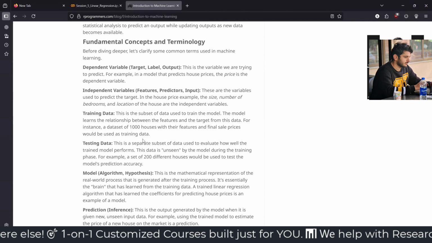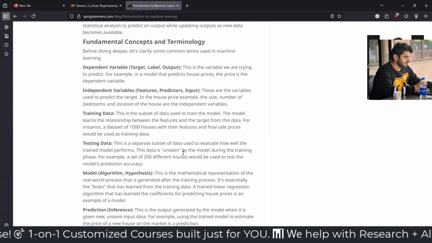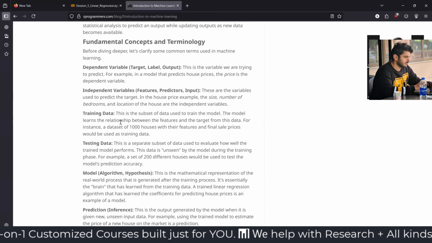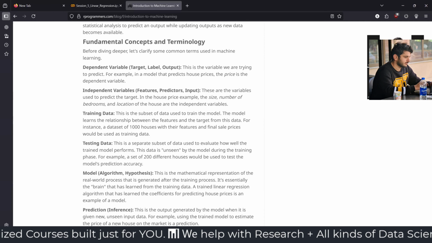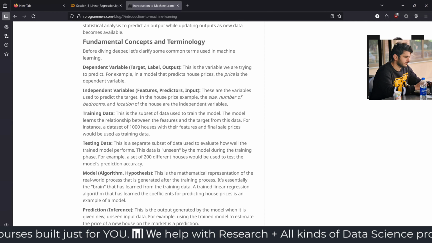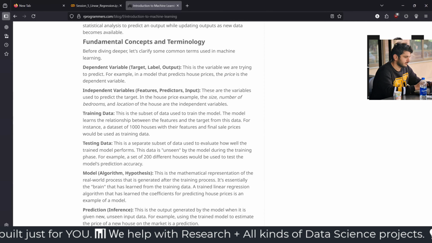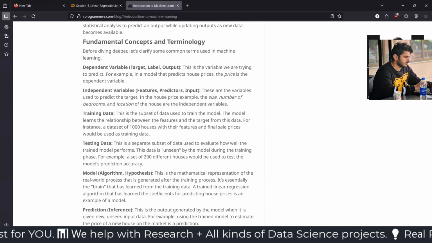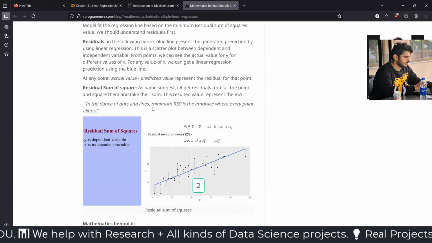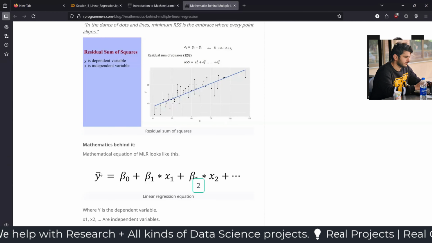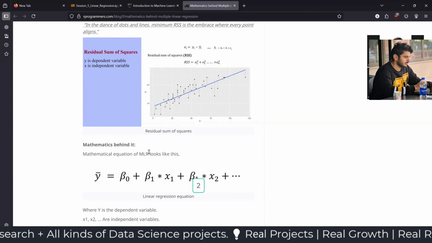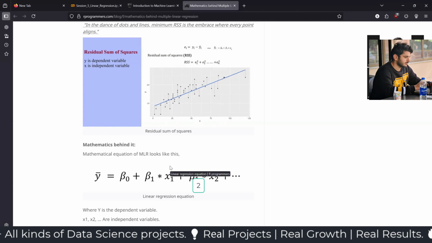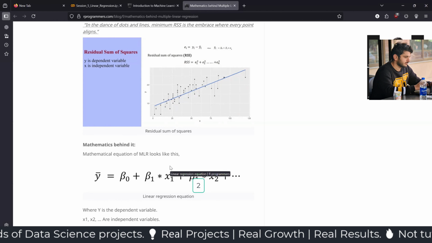The next terms that we should understand are training data and testing data. Whenever we talk about a machine learning model, we basically train a model. Now, what is a model? A model is a mathematical formula or something like that. In linear regression, we know that this is the particular formula that we are going to model. So the mathematical expression behind any model is known as a mathematical model.